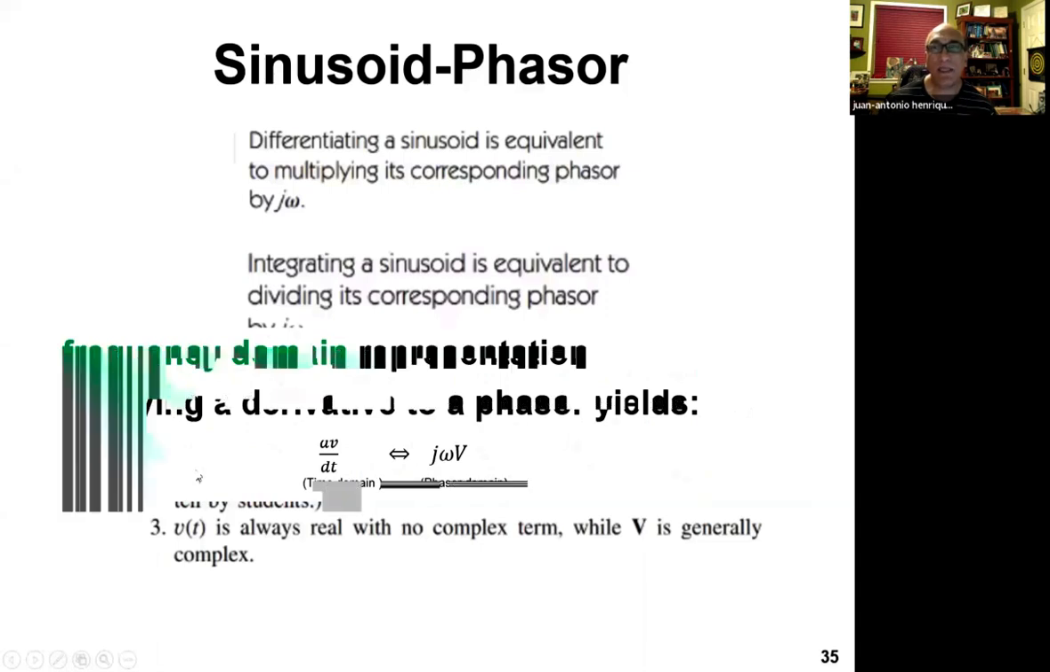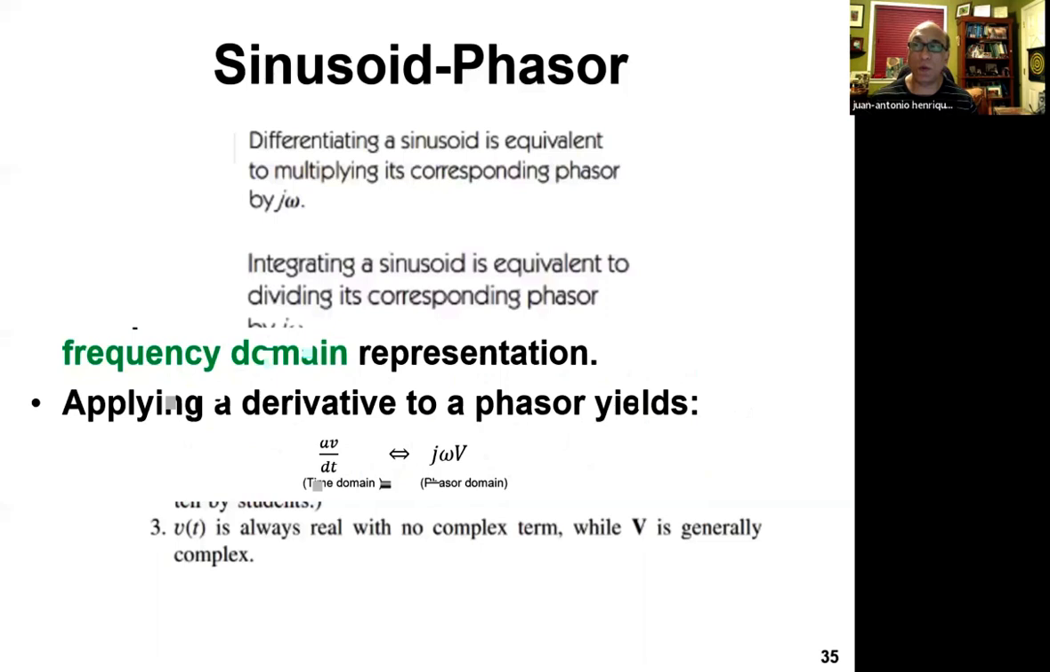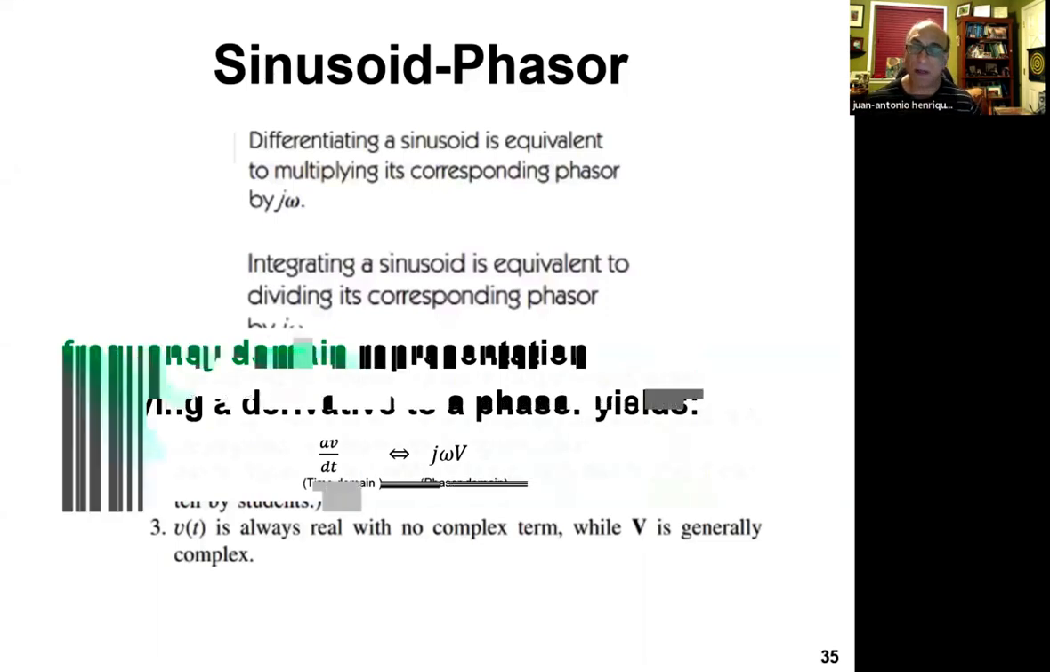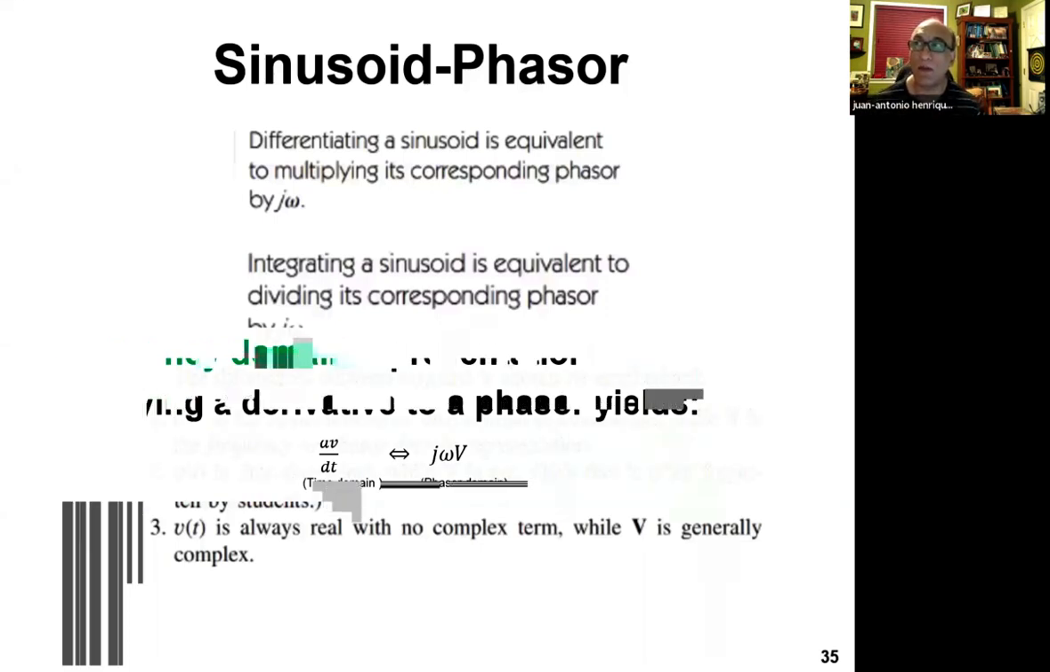v(t), of course, is time dependent, while V phasor is not. Okay, V phasor is not time dependent. v(t) is. v(t) is always real. There are no complex terms. Well, in the phasor representation, V is generally complex. I know that's kind of difficult to visualize sometimes, but remember those points about time domain representation and phasor domain representation, okay?